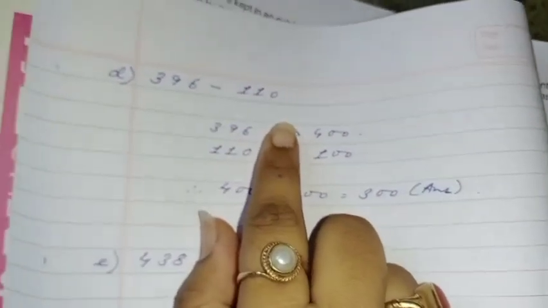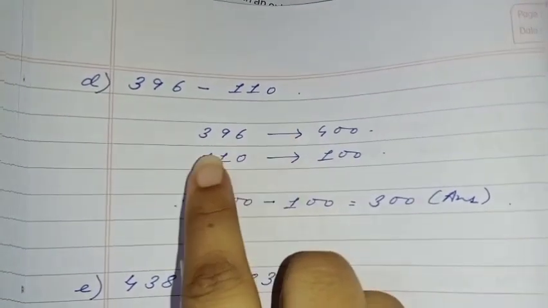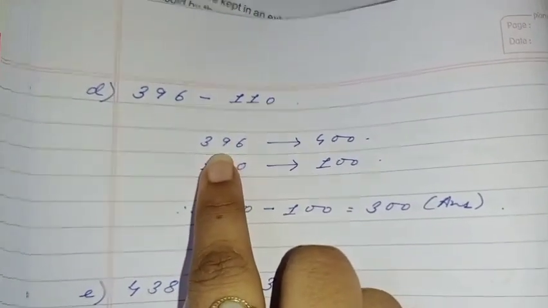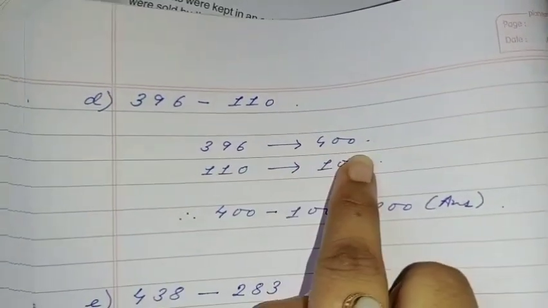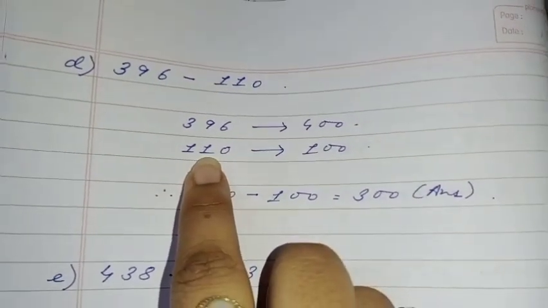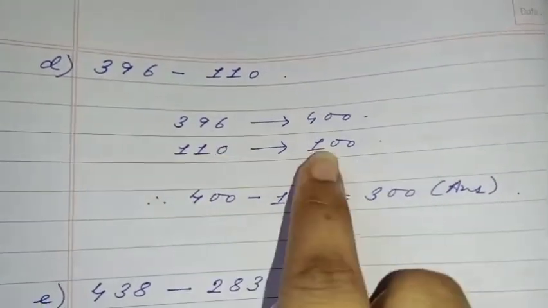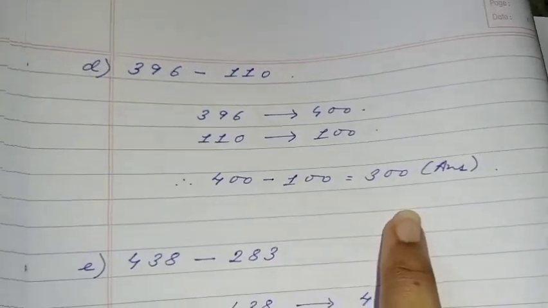Next, D. 396 minus 110. 396. Tens place 9. So 3 will be 4. 400. 110. Tens place 1. Less than 5. So 1 will remain as it is. 100. So 400 minus 100. 300.